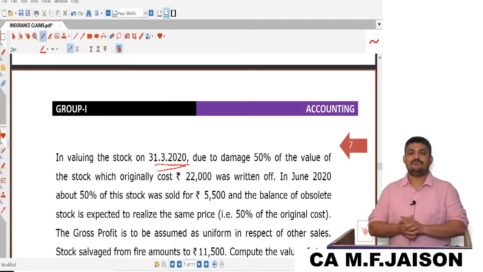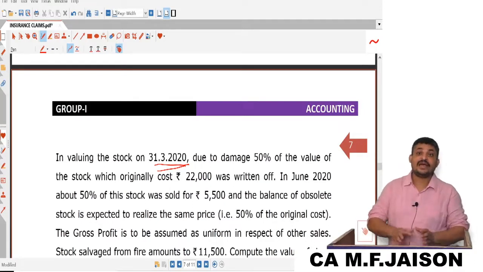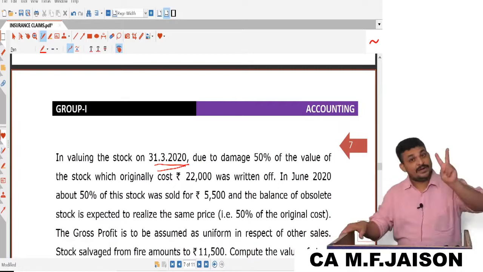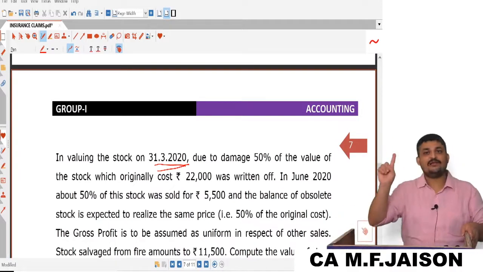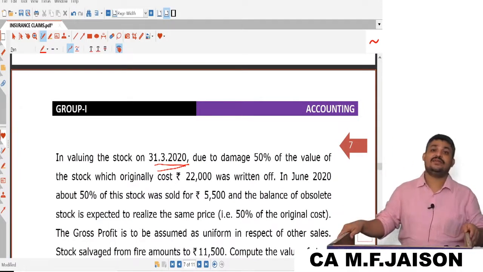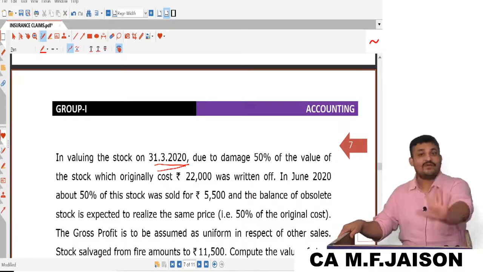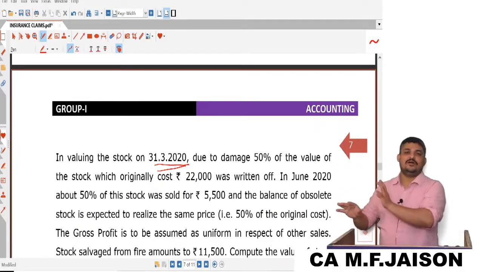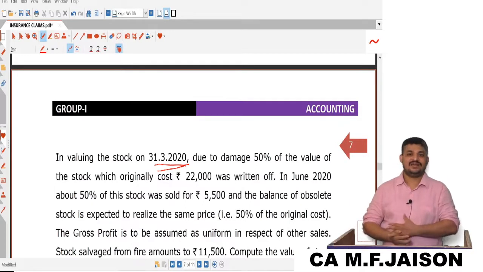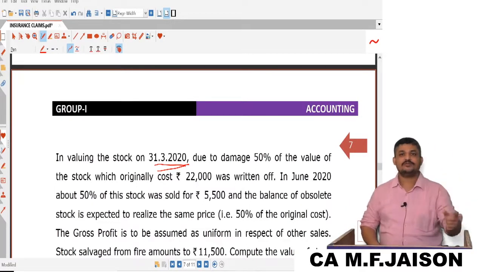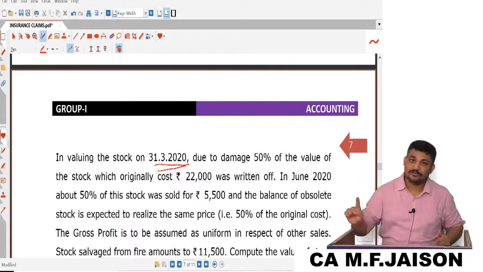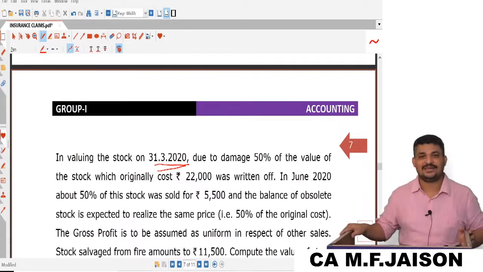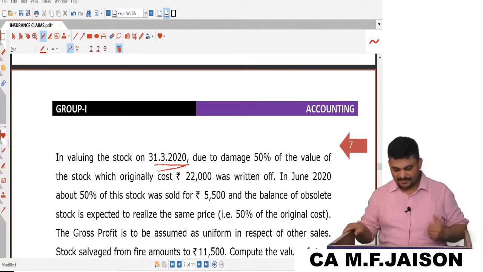Now that 11,000 represents a different quantity or the same quantity? In other words, 22,000 value, 11,000 value, same quantity or different quantity? Same quantity, but value reduced. If you understand this point, then it's clear. You should not think, sir, that quantity is gone and this is the remaining quantity. Understood? 22,000, 100 units; 11,000, 100 units. You should understand. Clear?